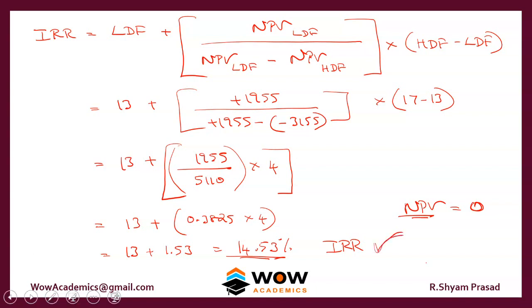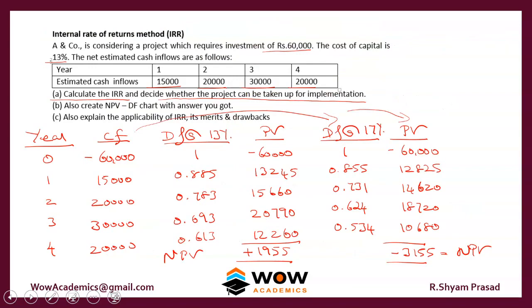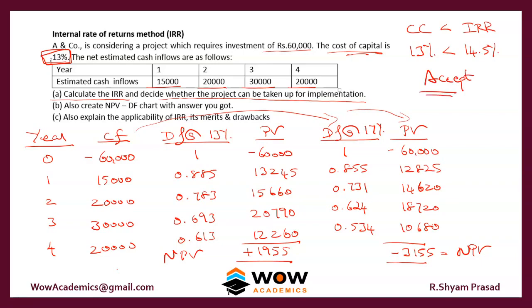So now, should we accept or reject this project? See, the cost of capital is 13%. That means your capital cost is 13%, and the return that you're going to get from the IRR is 14.5%. That is, your IRR is higher than the cost of capital. That means you have to accept the project. Okay, so the concept is accept the project. So that's about the IRR.